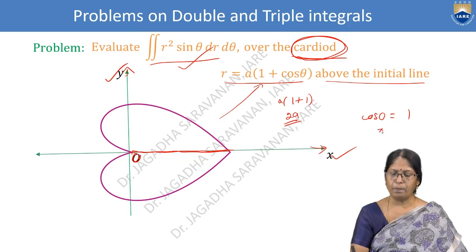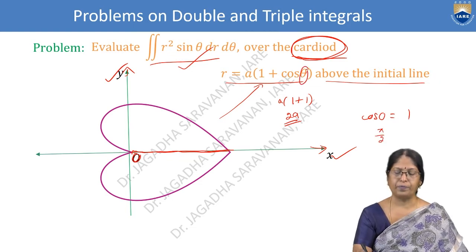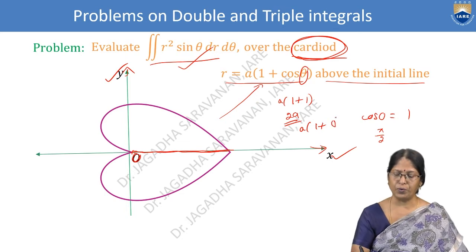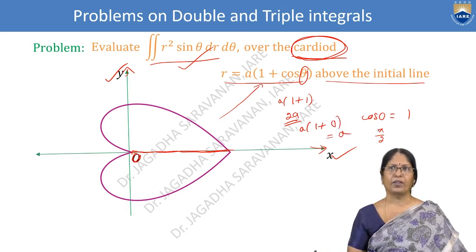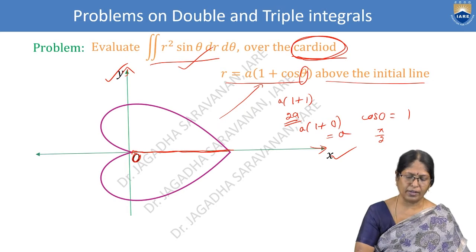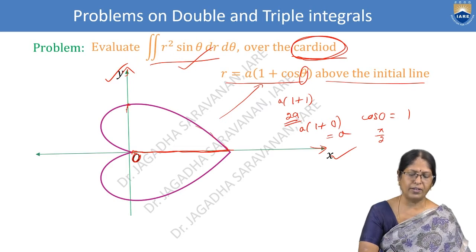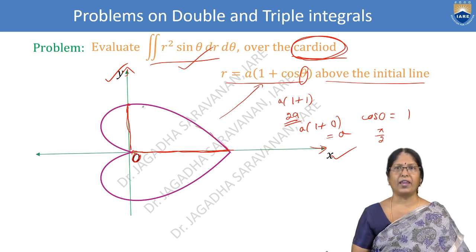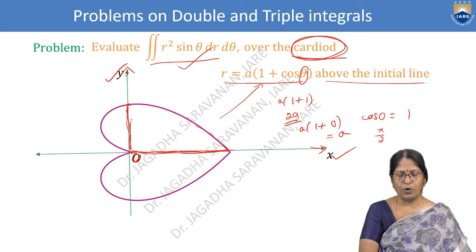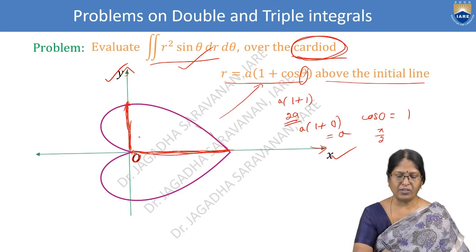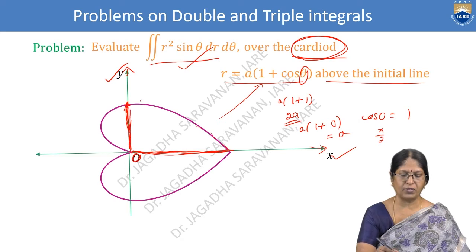Now, if the angle is pi by 2, then a of 1 plus cos 90. Cos 90 is 0, we know it, so it is nothing but a. So when it touches this 90-degree angle, the distance from here is a. That is, this is 2a and this is a. So at 90 degrees, we are at a distance of a.